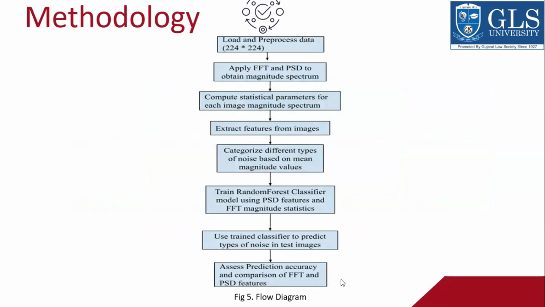This is the workflow of the current methodology. The first step is to load and pre-process the data. Firstly, I convert a particular image into 224 by 224 pixels. Images are by default in the spatial domain. For finding the variation of different frequencies, I converted the spatial domain images into frequency domain images. I use two frequency methods, which are FFT, fast Fourier transform, and PSD, power spectrum density methodology.